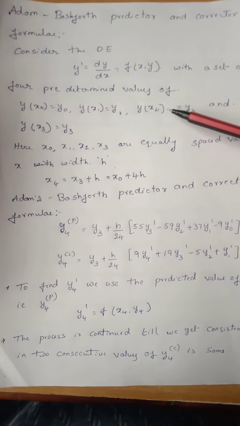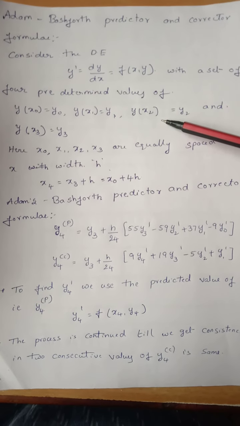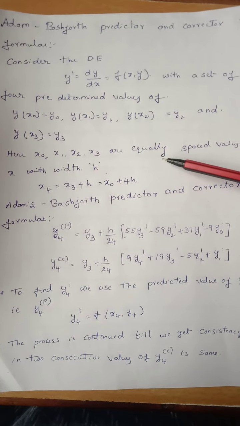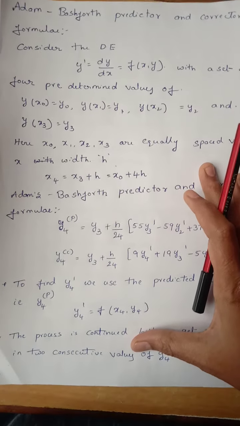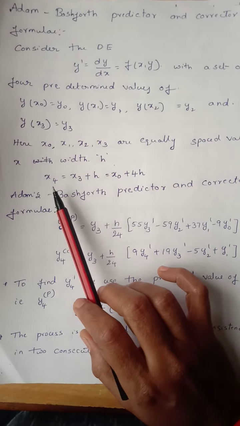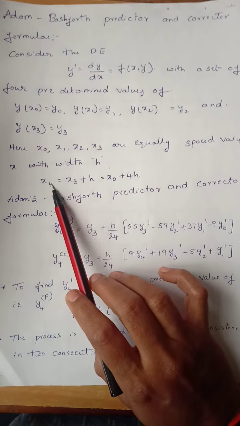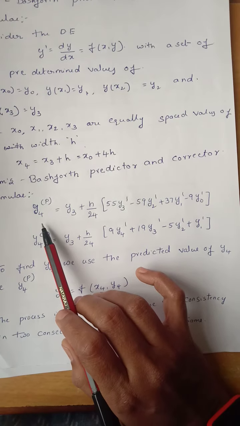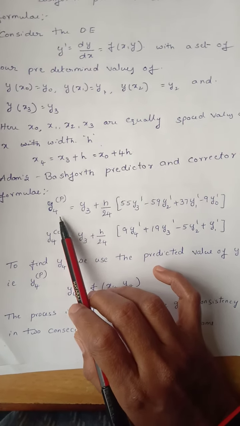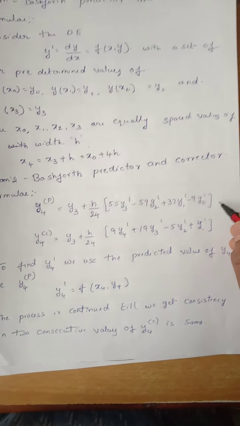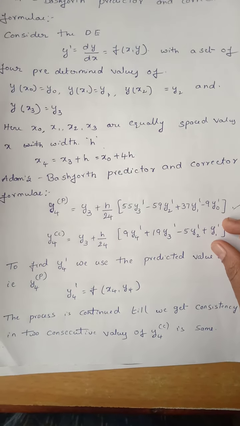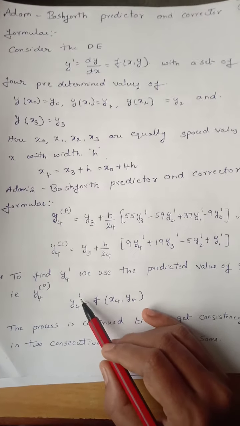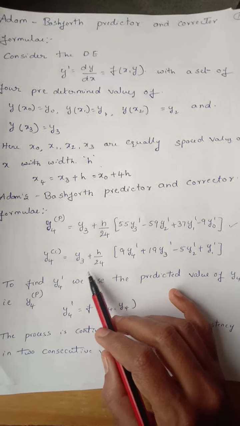values. In this method also they give 4 predefined values of y, and x0, x1, x2, x3 are equally spaced values, and we have to find the value of y at x4, means y4 at x4. So this is the predictor formula for the Adams-Bashforth method. First find the predicted value of y, and then we correct the predicted value after finding the y4 dash. So after finding the y4 dash only we apply the corrector formula.